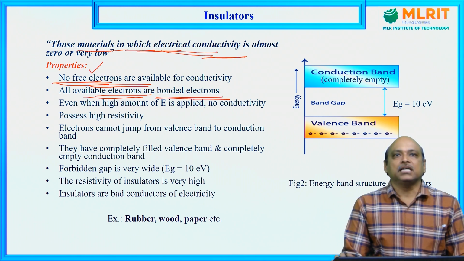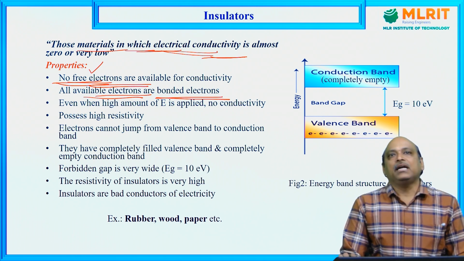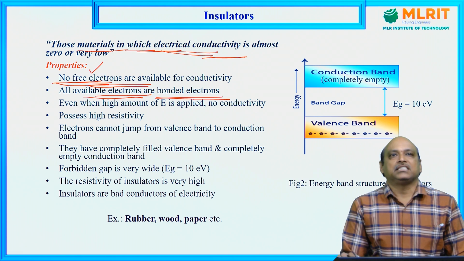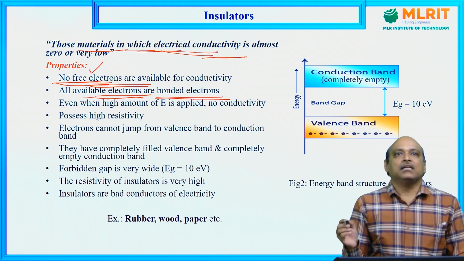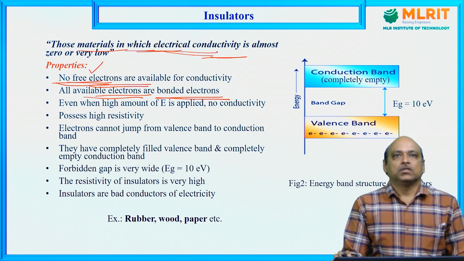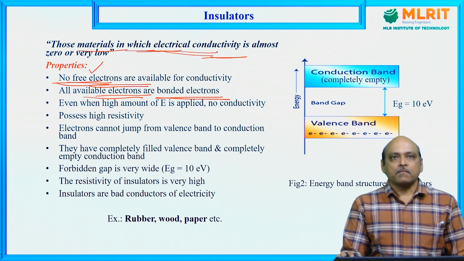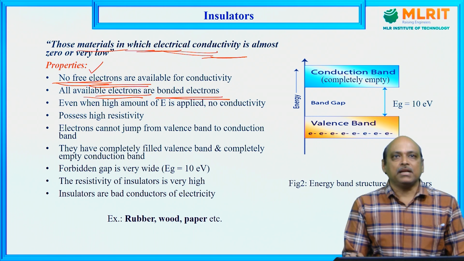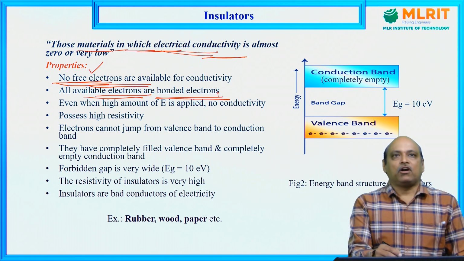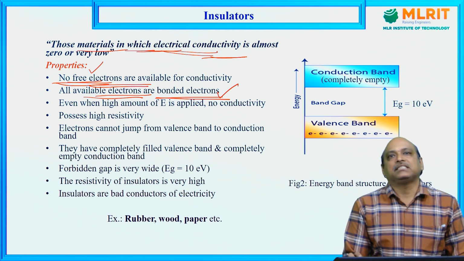Strong bonding is there between the nuclei and the valency electrons. No free electrons are available. When a valency electron is excited, only then will it become a free electron, that we know. So in these insulators, free electrons are not available, and whatever electrons are present are all bonded electrons only.